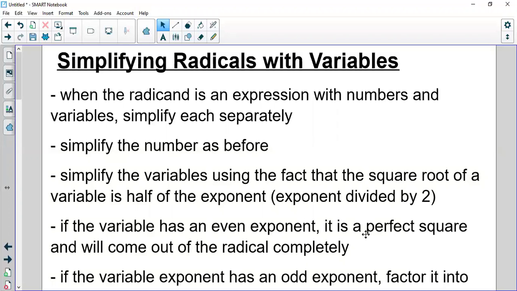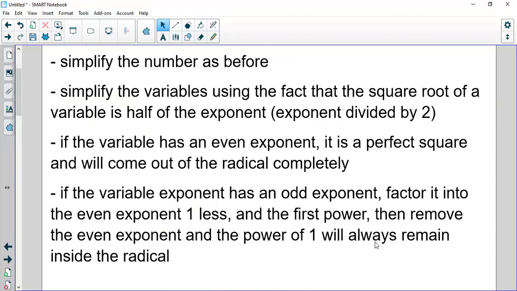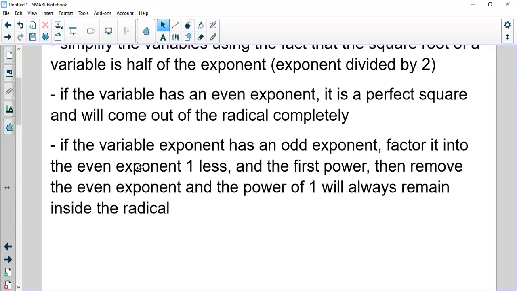The only difficulty comes when the exponent on the variable is odd. It's really not tough, but if the exponent is odd, you're going to break it down into 2 separate pieces, using the multiplication and division rule of exponents. You factor it into an even exponent that's 1 less than whatever that odd exponent is, and then the first power would be the second term. Then you remove the even exponent, because that's a perfect square, and that variable to the first power, a power of 1, will always remain inside the radical. Probably sounds a lot more complicated than it really is.